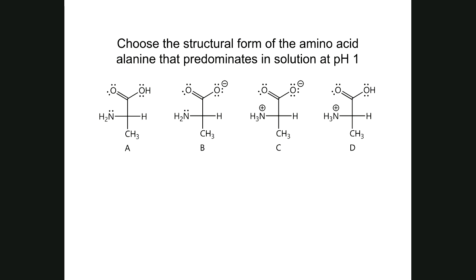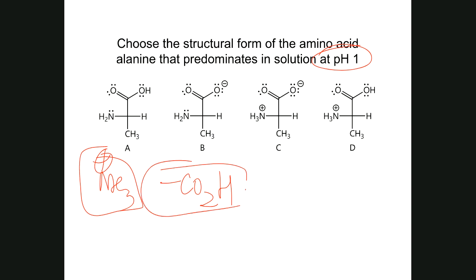So if you're looking at a structure here and trying to decide which structure predominates at pH 1. So very low pH, meaning lots of acid in the structure. What does that mean? The nitrogens are going to exist primarily as ammoniums. The carboxylic acids are going to primarily exist as carboxylic acids. They're going to be protonated. So you want a structure at low pH that has both of these, right? So which one? Let's see.